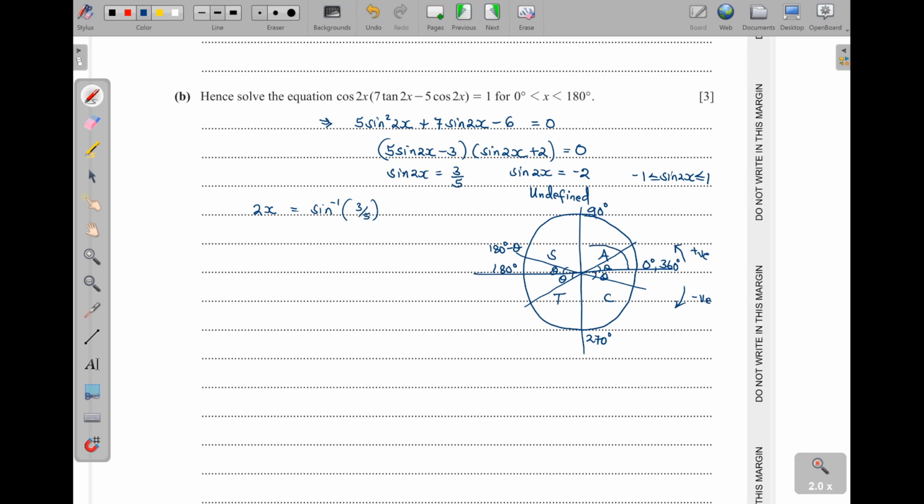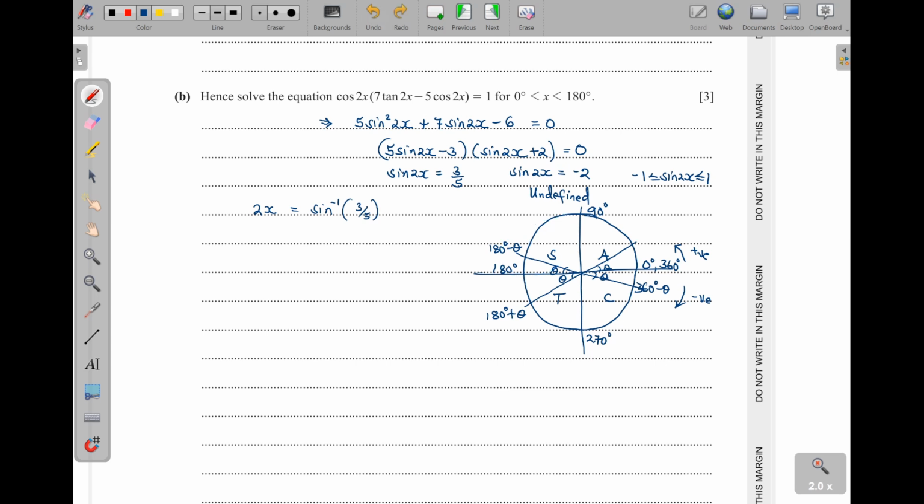Then in the third quadrant, you will get 180 plus the theta. And then in the fourth quadrant, we shall say 360 minus this theta here. Okay, now from here, since we are going to divide by 2 to get the x, it is better you first get a pair. Since this one is positive, we are going to get the acute angle here in the first quadrant. But then the second angle is going to be here.